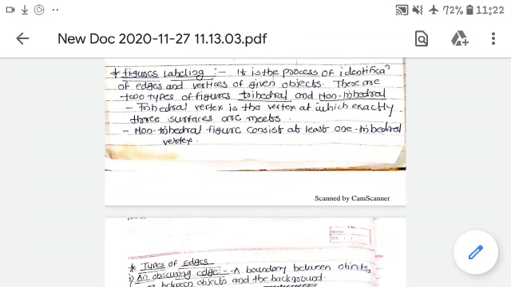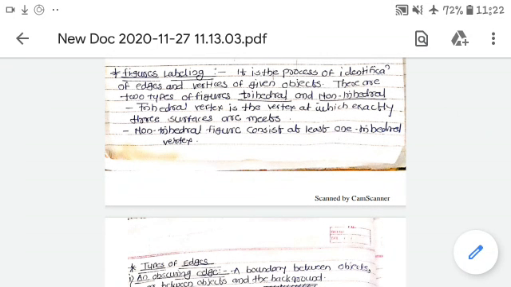Now, what is figures labeling? It is the process of identification of edges and vertices of a given object. There are two types of figures, trihedral and non-trihedral. So what is the concept of trihedral and non-trihedral? We will discuss it with an example in the upcoming section.